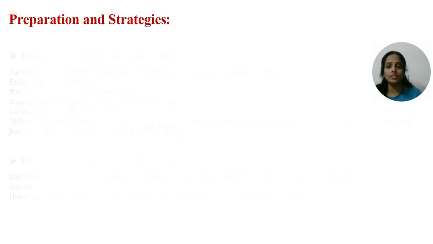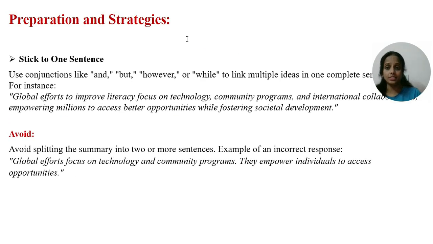And the next one is you need to stick to one sentence. Use conjunctions like and, but, however, or while to link multiple ideas in one complete sentence. For instance, global efforts to improve literacy focus on technology, community programs, and international collaborations, empowering millions to access better opportunities while fostering societal development. Avoid splitting the summary into two or more sentences.